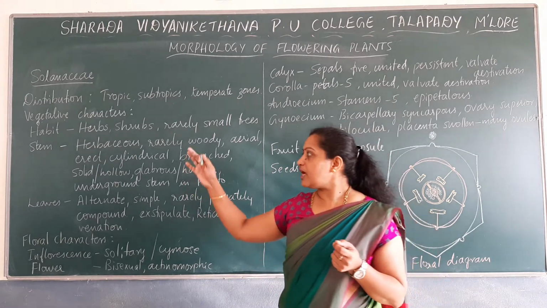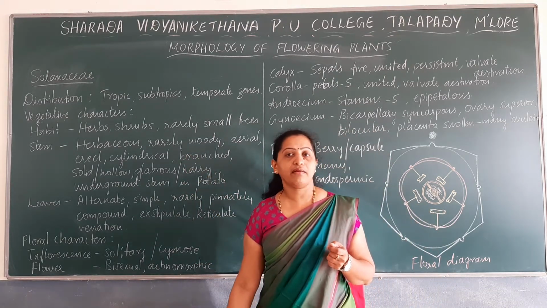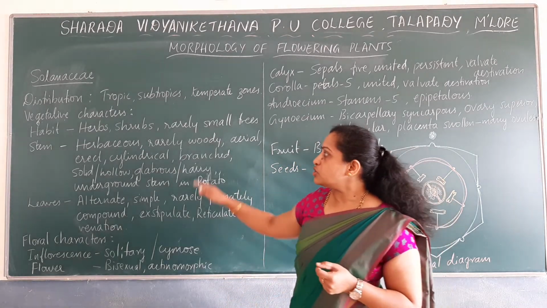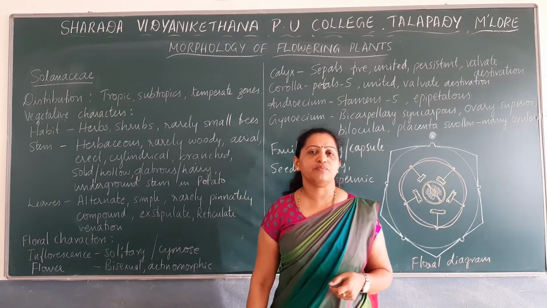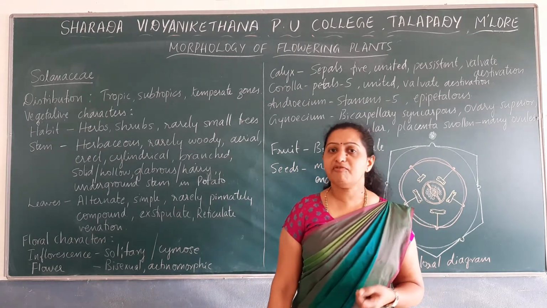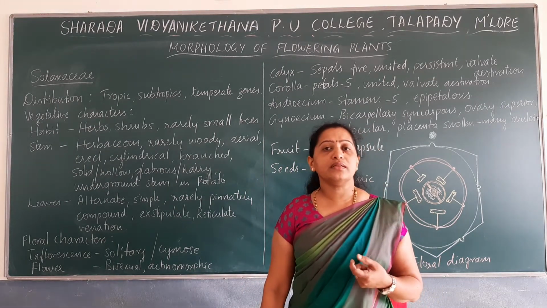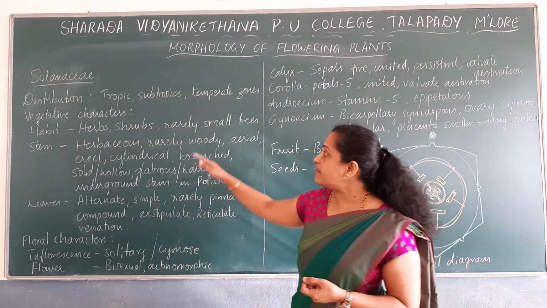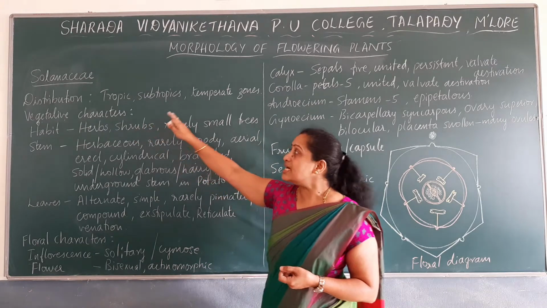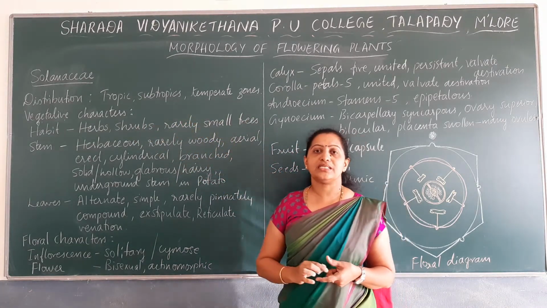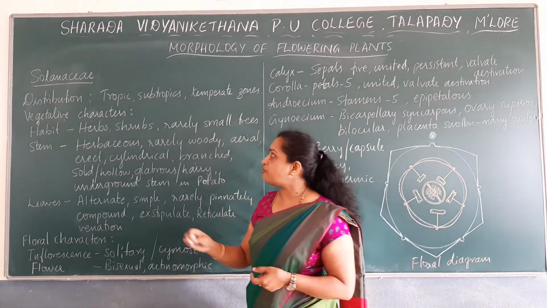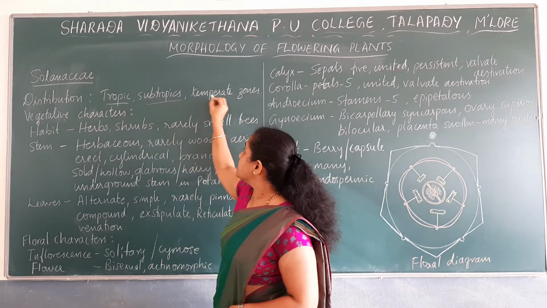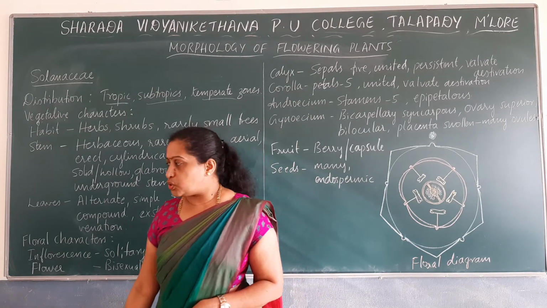Before that we have to write down the other characteristic features like vegetative characters or floral characters. So first we will note down its distribution. Where are these plants mainly found? The plants that are included under family Solanaceae are widely distributed in tropic regions, subtropical regions as well as temperate zones. Okay, they are found in almost all the habitats including tropic, subtropic and temperate zones.